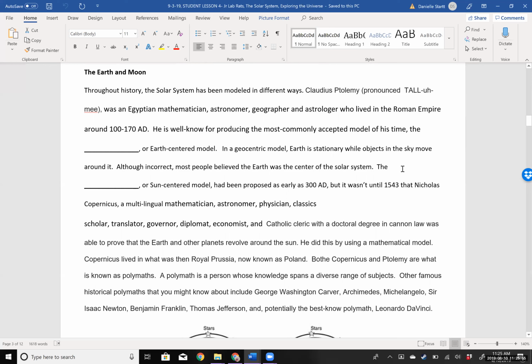Okay, so I'm just going to read. The blank, or sun-centered model, had been proposed as early as 300 AD, but it wasn't until 1543 that Nicholas Copernicus, a multilingual mathematician, astronomer, physician, classics scholar, translator, governor, diplomat, economist, and Catholic cleric with a doctoral degree in canon law, those are religious things, was able to prove that Earth and other planets revolve around the sun. So I'll give you a second to fill in that blank, but we're talking about Copernicus here, okay?